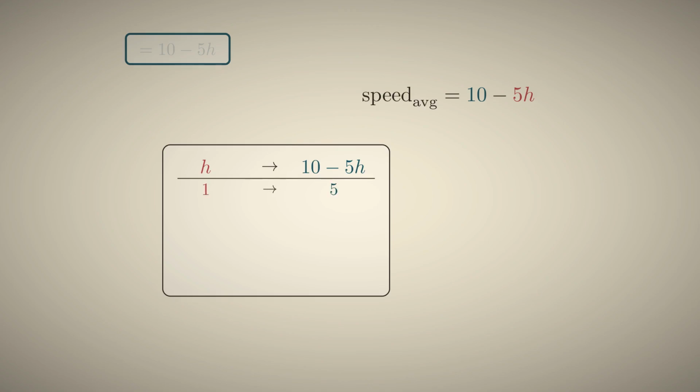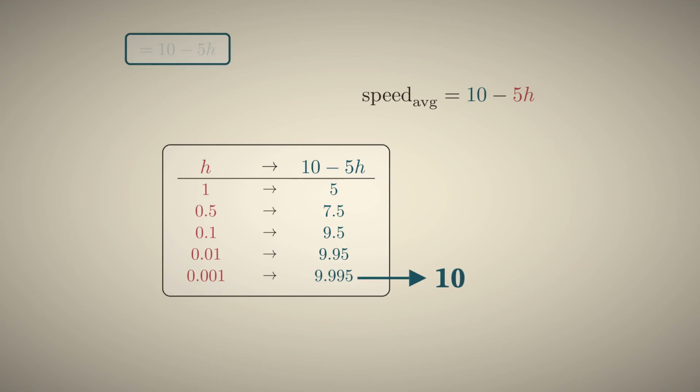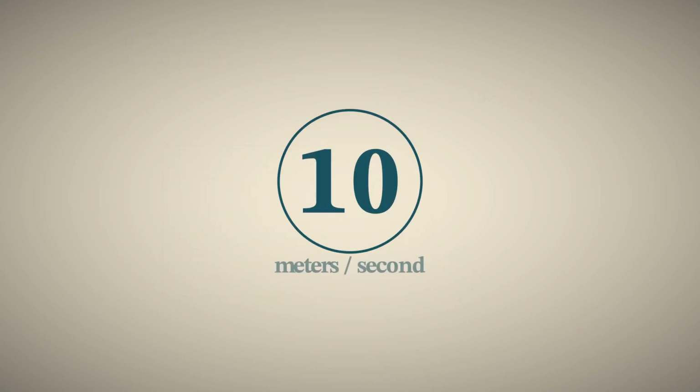If h is 1, the speed was 5. If h is a half, the speed was 7.5. The smaller h gets, the closer the answer gets to something specific. Watch what happens when we shrink h to basically nothing. As h gets closer and closer to 0, the answer approaches 10. Exactly 10. 10 meters per second. That's the ball's speed at exactly 1 second after you threw it.